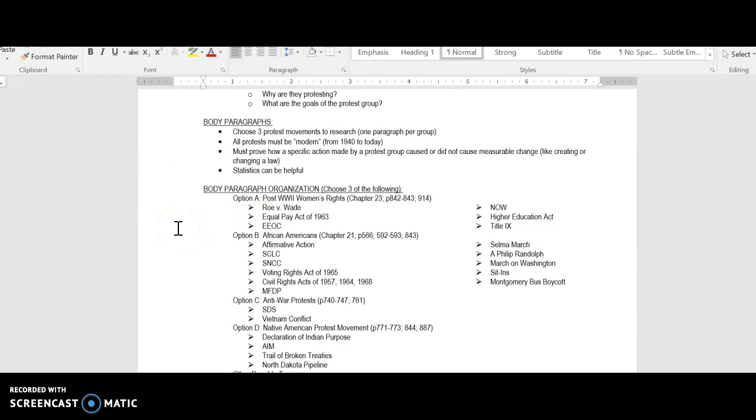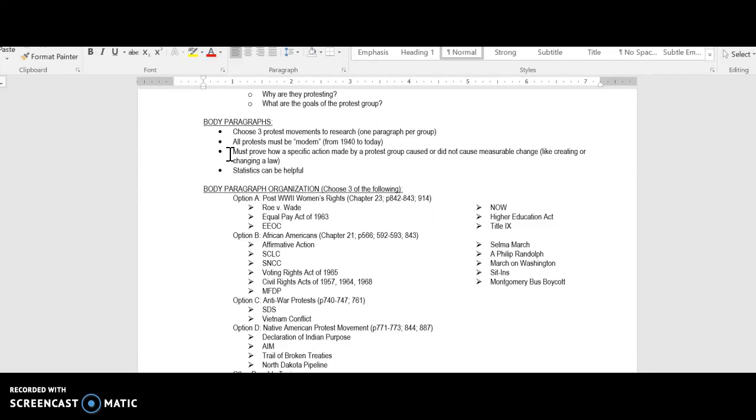What you're trying to do with this particular topic is prove that protests, the act of protest itself, actually leads to significant change. And that is how we would define or measure success. In order to do this, you need to prove, and this is the 3rd bullet point right here, how a specific action made by a protest group caused, or if you're going to make the counter argument, did not cause any measurable change.